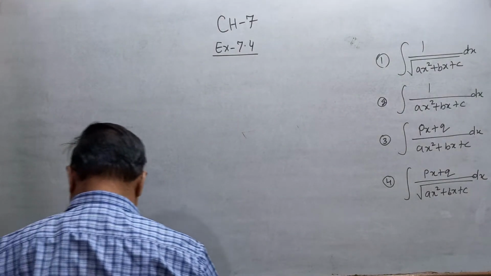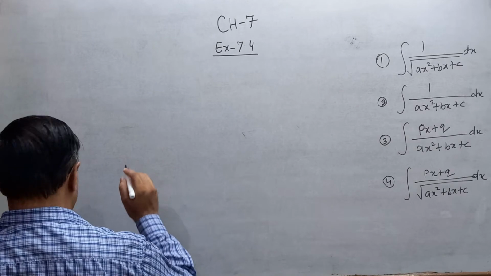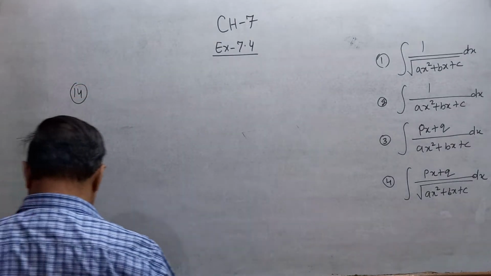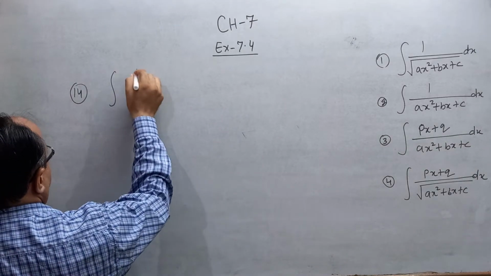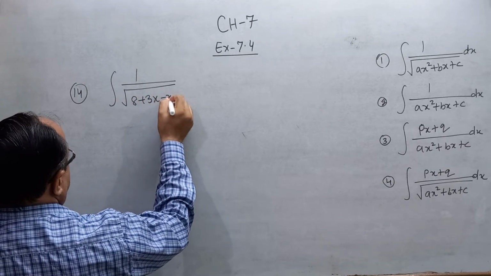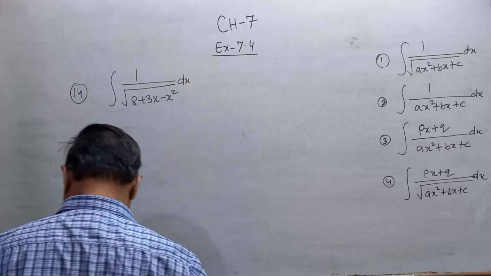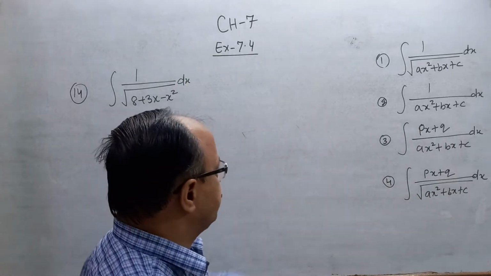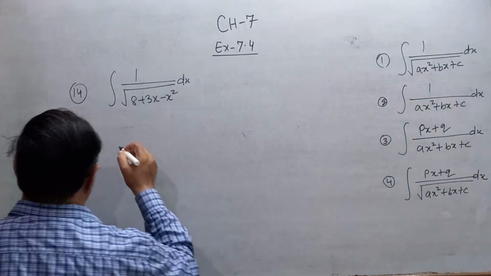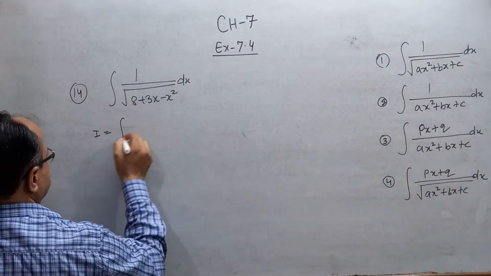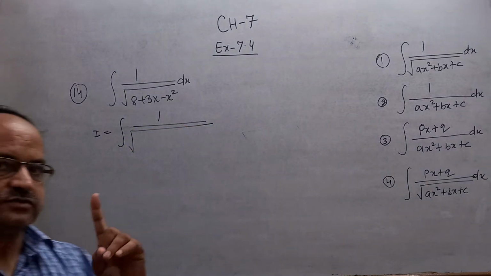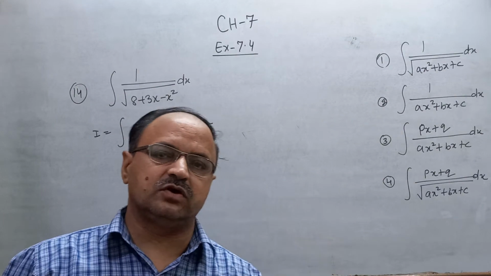Next question. Question number 14 and 12 both are equal. 1 upon root 8 plus 3x minus x square. This type is 1 upon root quadratic. You know that the coefficient of x square is already 1.